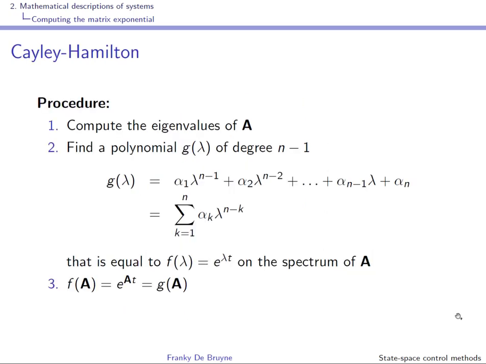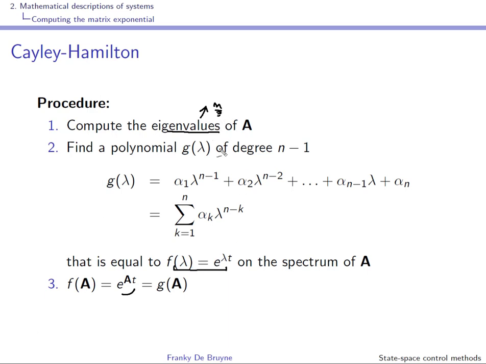The third method for computing the exponential of At is to use the Cayley-Hamilton method. So the first thing that you have to do is to compute the eigenvalues, and we'll assume here that there are n eigenvalues. And then you have to find a polynomial that is equal to this function here on the spectrum of A. To be equal to this function on the spectrum of A, this will lead to n conditions.